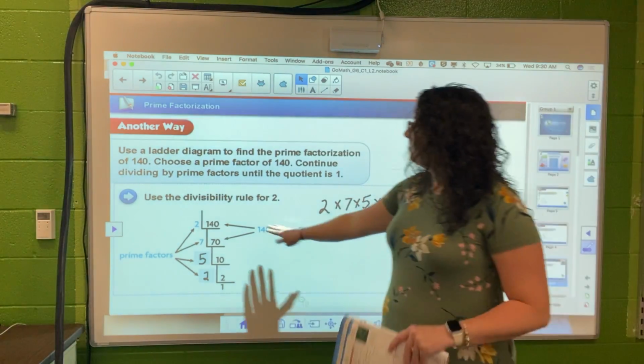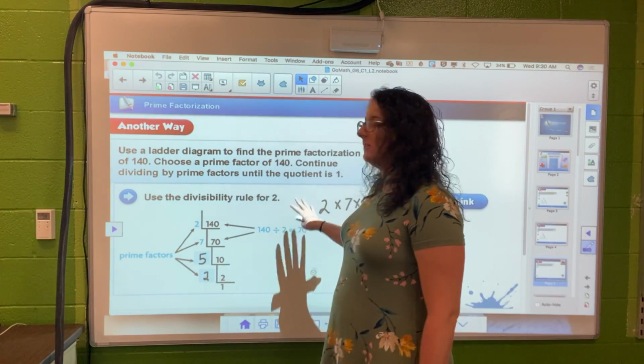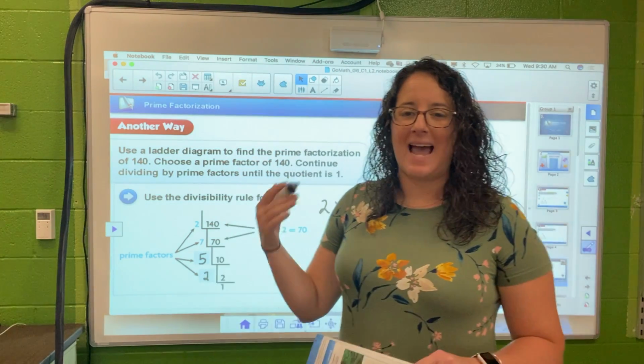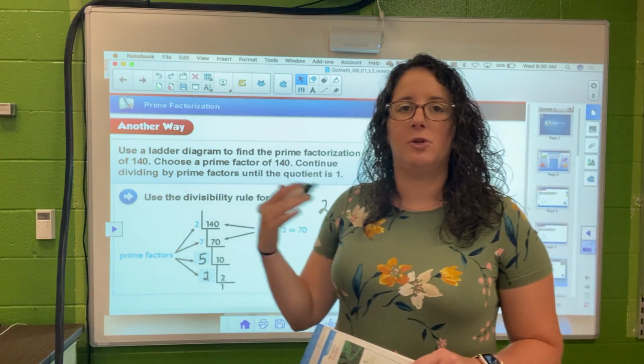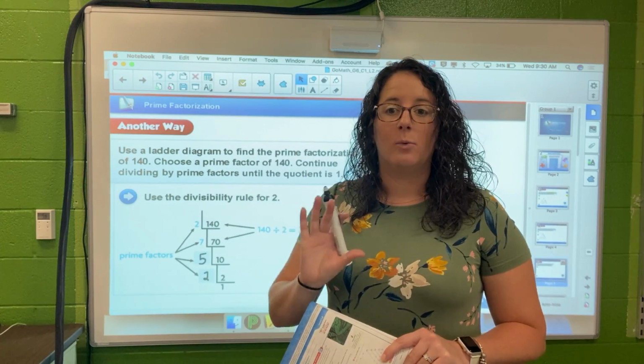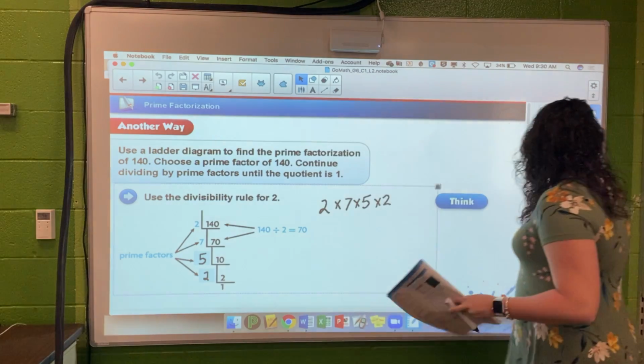I don't love this ladder. It makes a little bit more sense to me to do it as the factor tree. So even if it's asking you to do it as the ladder, if you would prefer to make it into a tree, I'm okay with that. Whatever makes the most sense for you. So now we're going to look at another example.